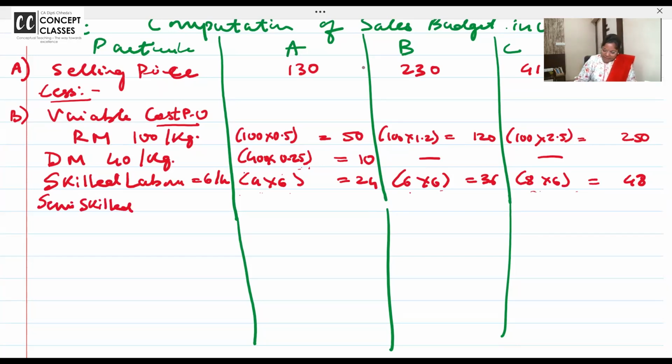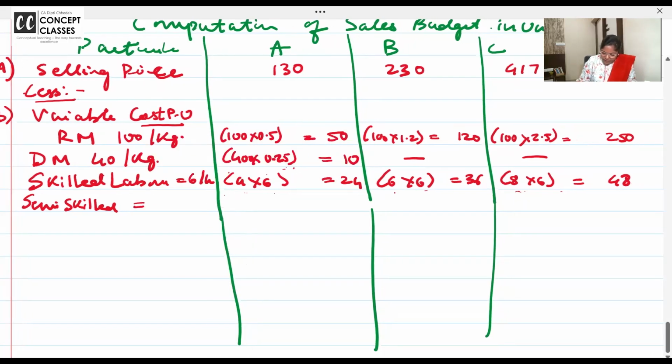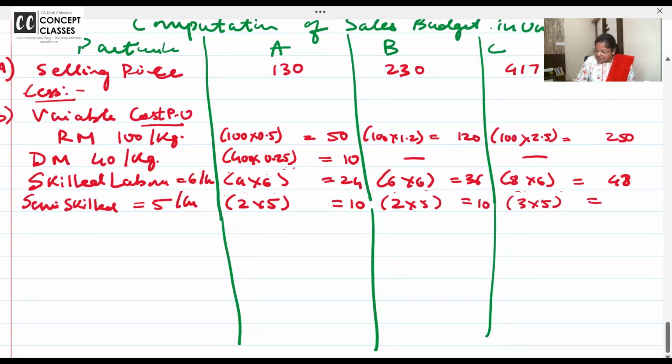Semi-skilled. What is semi-skilled? Per hour rate is given below the table. 5 per hour. And now here, 2 5s are 10. 2 5s are 10. 3 5s are 15. Nice, clear.